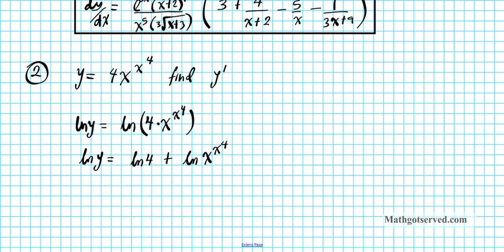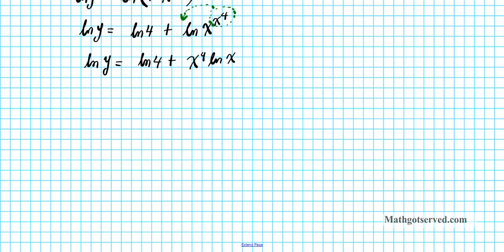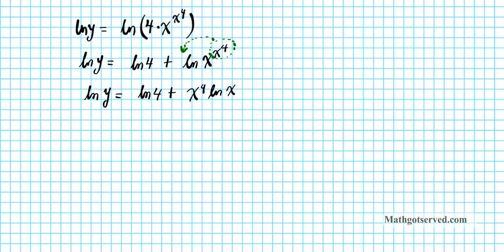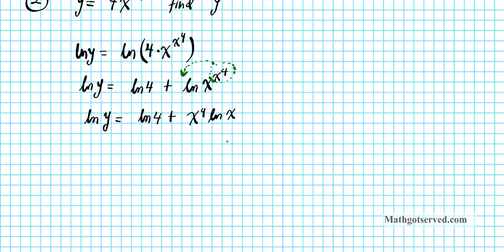Now you see this entire exponent? This entire x to the 4th, that's the exponent here, so I can bring that entire thing down. So we have the natural logarithm of y equals the natural logarithm of 4 plus x to the 4th times the natural logarithm of x. Now we're going to differentiate the entire equation implicitly.